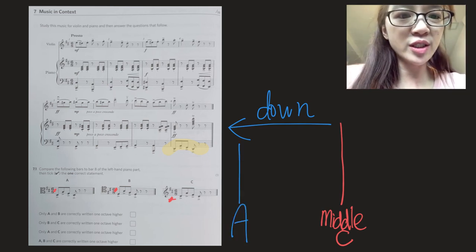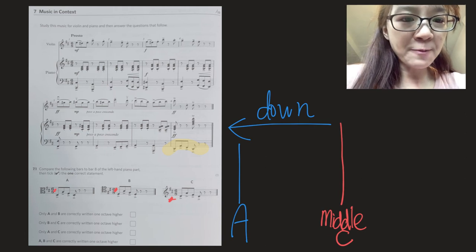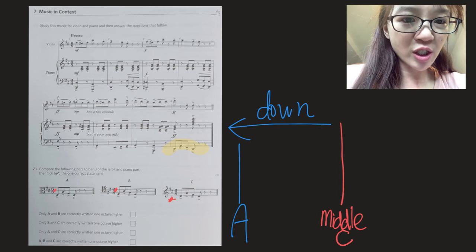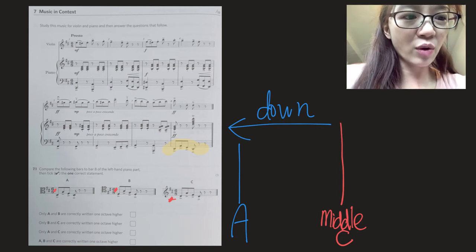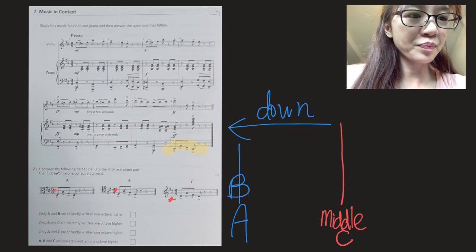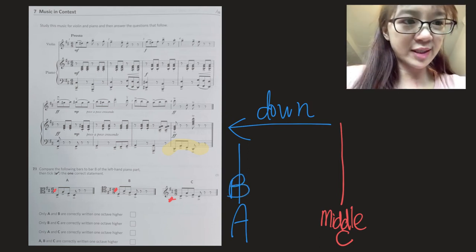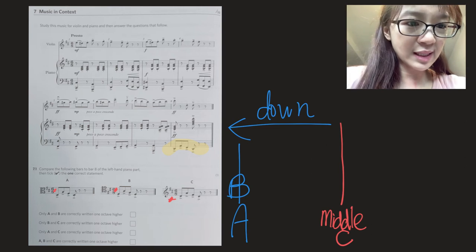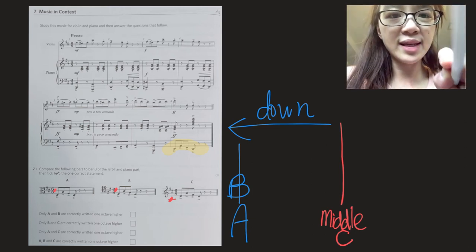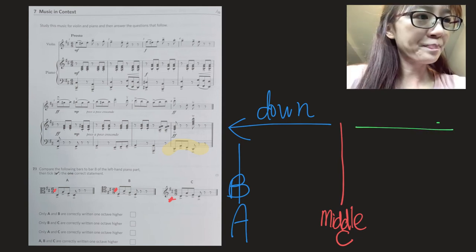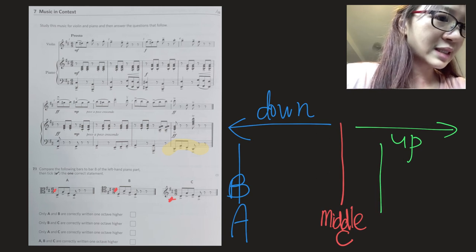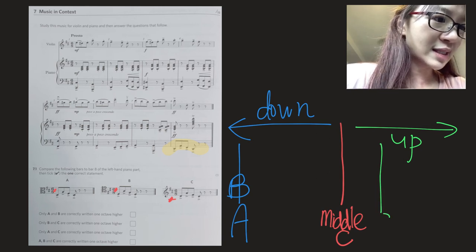For question B, it is going down again. So this position and this position are the same, moving down. This is also for question B. For question C, C going up a step. So going up is this way. This way is going up. So it's just one step up from the middle C. This is question C.